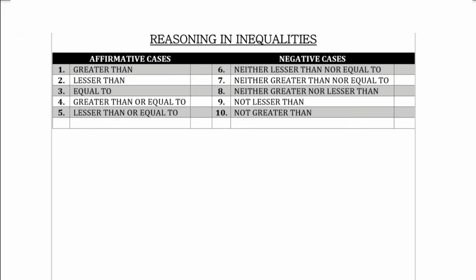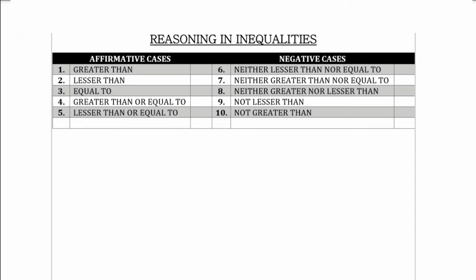Okay, so now the first case, you would see the first 3 cases are the basic cases that we talk about in inequalities. For example, we would say the age of a person is greater than 10 years. Let's say the age of a person is lesser than 10 years. The age of a person is equal to 10 years, etc. But these are the basic ones. And then the 4th case is a combination of the 1st and the 3rd case, and the 5th case is a combination of the 2nd and the 3rd case.